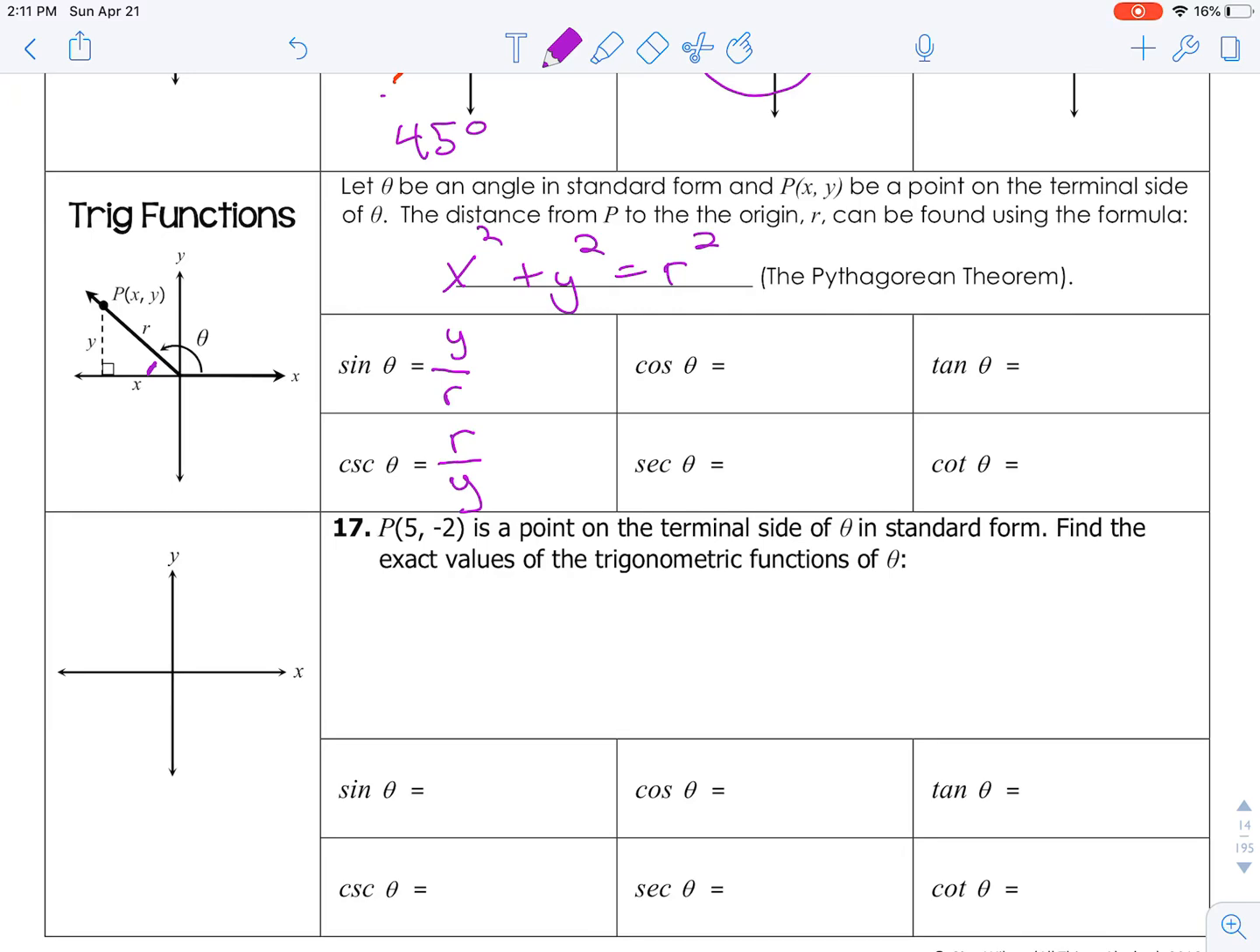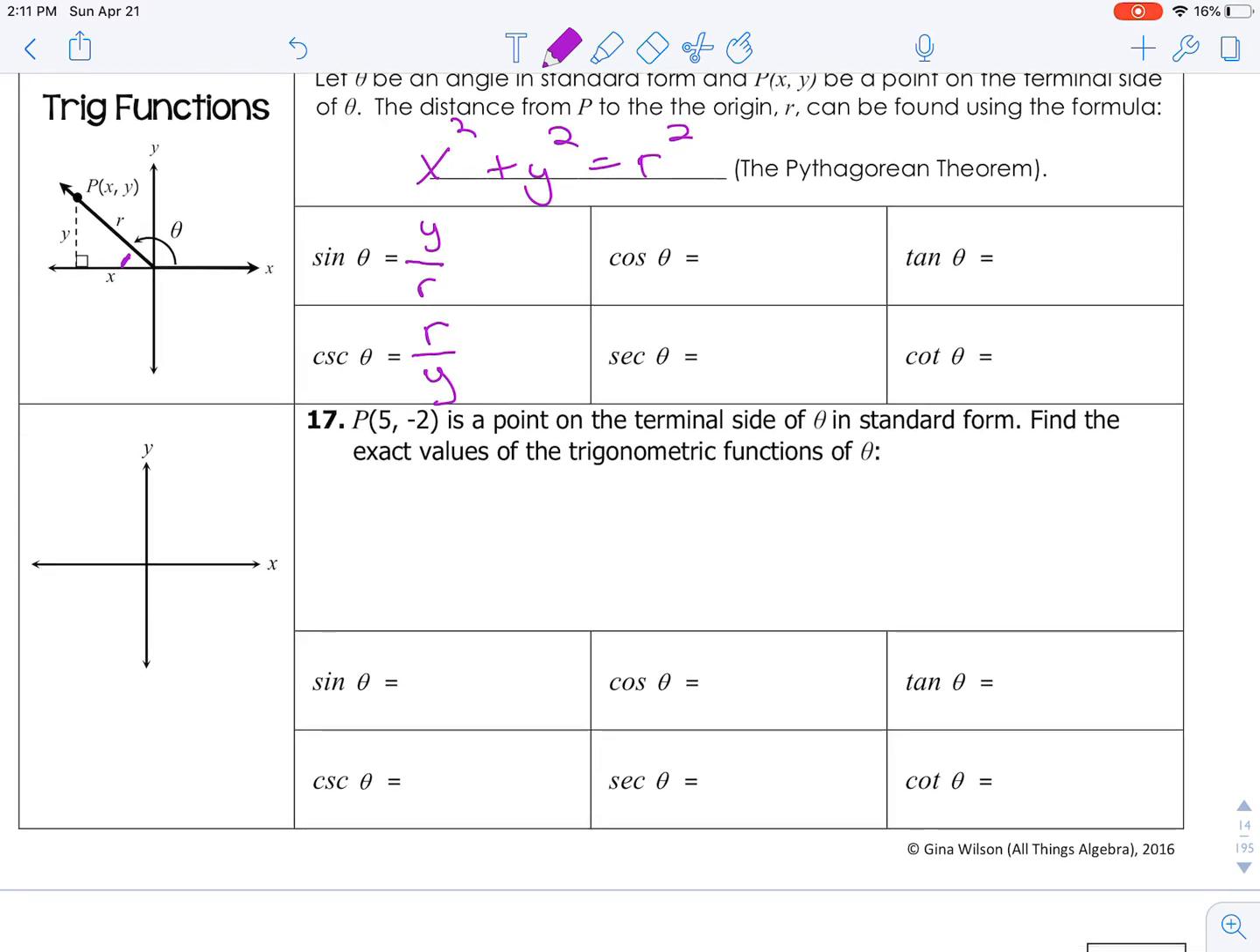Number 17: if (5, negative 2) is a point on the terminal side of theta in standard form, find the exact values of the trigonometric functions of theta. So over here, we got the point (5, negative 2). Go ahead and picture it right there, okay? Here is this line coming down through that point, making this distance right here negative 2, and this distance right here 5.